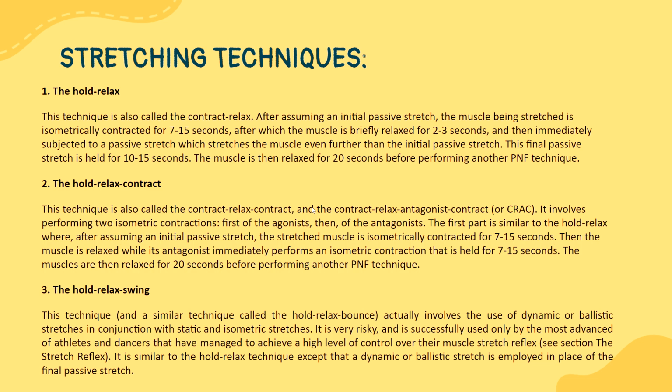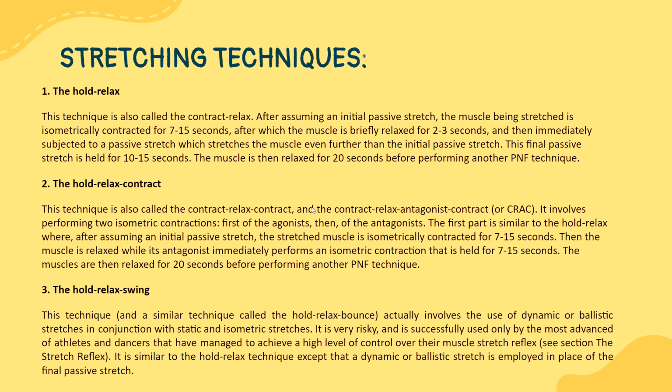This final passive stretch is held for 10 to 15 seconds and the muscle is then relaxed for 20 seconds before performing another PNF technique. The second one is the hold, relax, contract. This technique is also called the contract relax antagonist contract, or CRAC. It involves performing two isometric contractions, first of the agonist, then the antagonist.